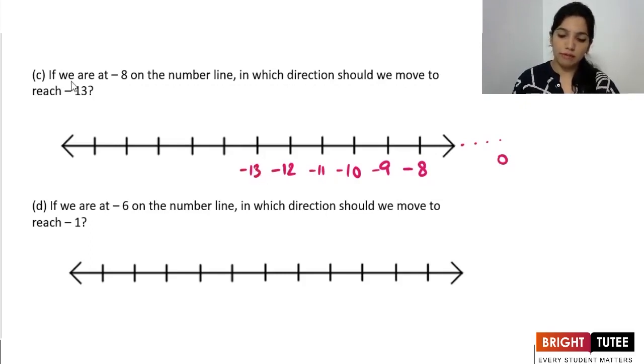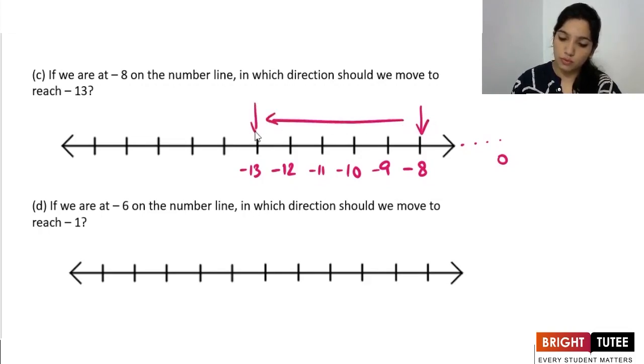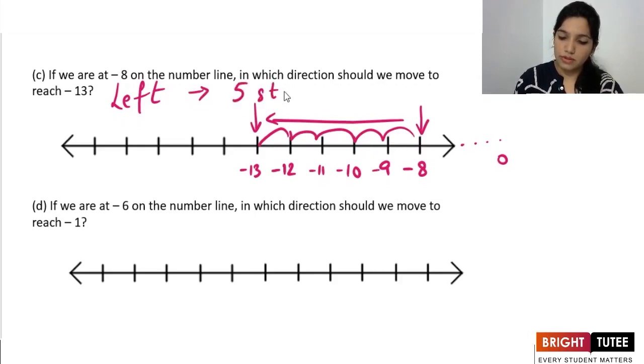So we are at minus 8. In which direction should we move to reach minus 13? We have to move in this direction, that is left. And how many steps do you think we have moved? 1, 2, 3, 4 and 5. So total 5 steps. Okay.